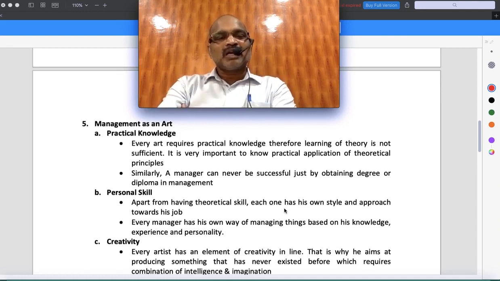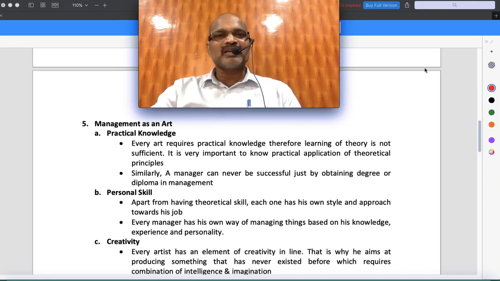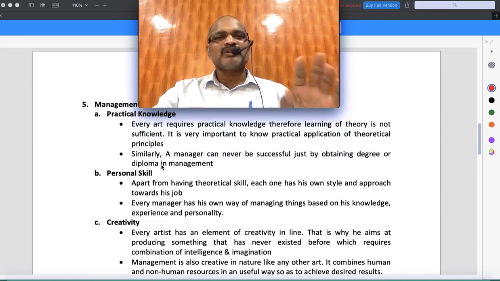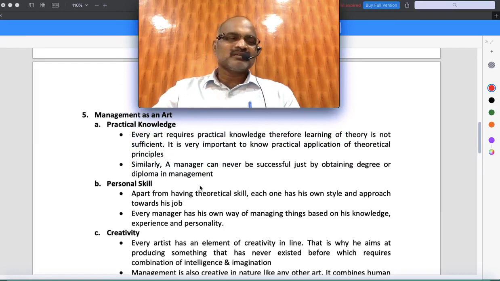Understand slowly. Management is a science in terms of it being a system; every management also has knowledge. When I say art, it's an application of knowledge. It's an implementation of knowledge. Having knowledge, there is no use unless it is implemented. Here also, there are 5 points. In every point, you need to understand in what way management can be called an art.